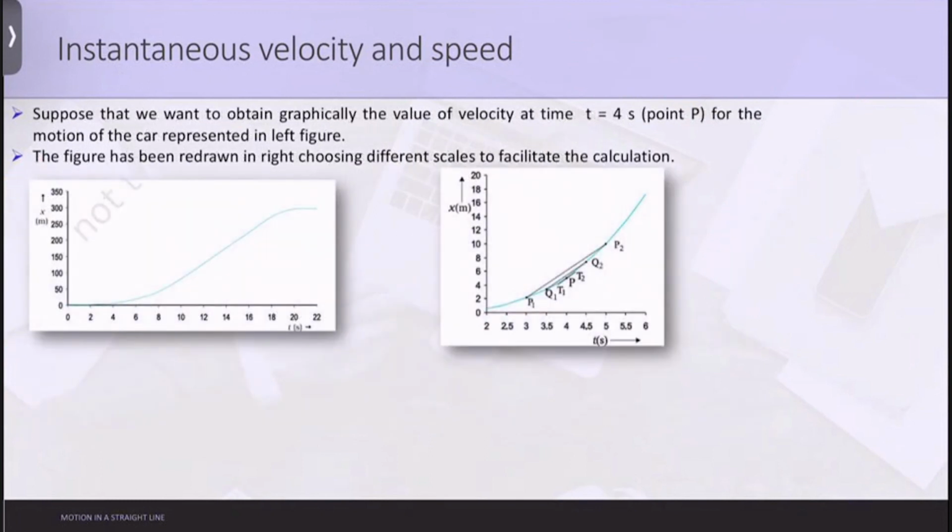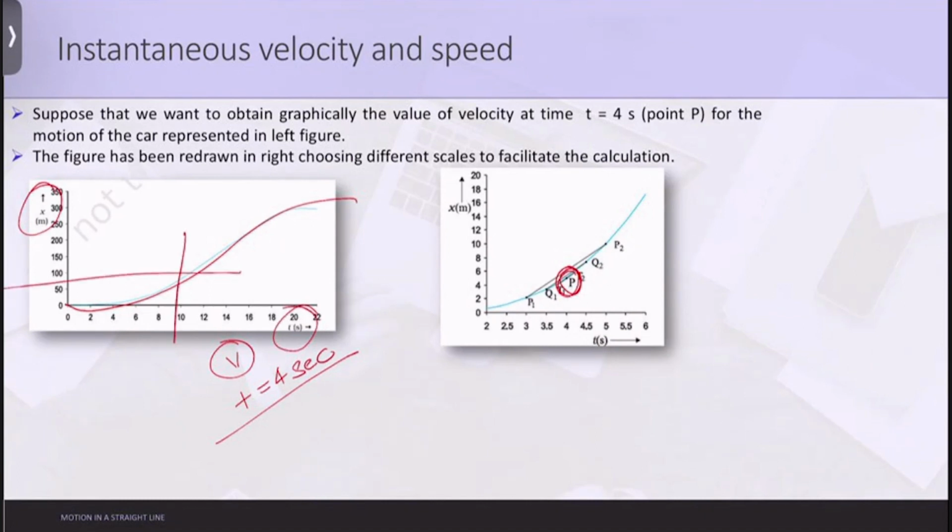Suppose that we want to obtain graphically the value of velocity at time t equal to 4 seconds. That is point P for the motion of the car represented in the left figure. Let us say this graph was given to us, and we need to find the velocity at t equal to 4 seconds. Please remember this is the position time graph. Even if you draw lines on it, you won't directly get the value of velocity. If this had been a v-t graph, we would have gone to 4 seconds and found the velocity. But that is not the case here. So how to do that is what is being explained.